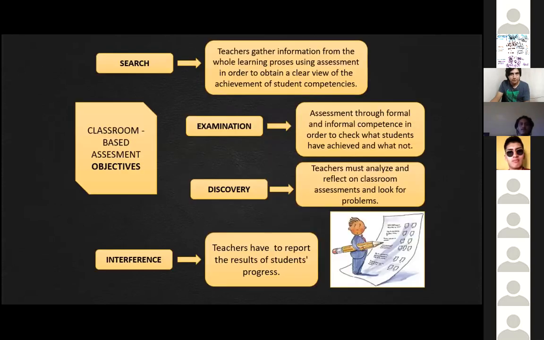Examination, which is to examine the weaknesses experienced by the students in the learning process. Assessments through both formal and informal means in order to look for things that cause problems in the learning process.